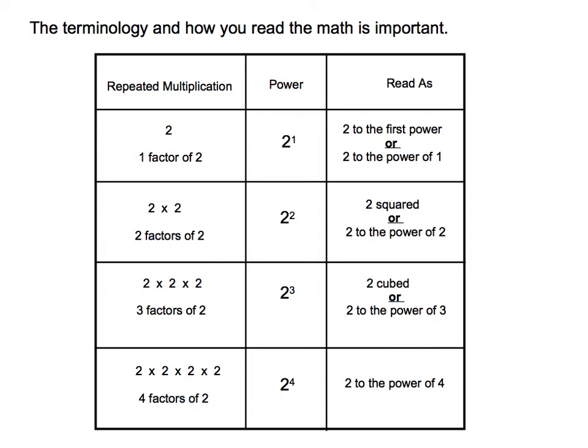If you have 3 factors of 2, 2 times 2 times 2, you have 2 to the power of 3, or 2 cubed. If you have 4 factors of 2, there's only one way you can read that, and that's 2 to the power of 4. 5 factors of 2 would be 2 to the power of 5. 6 factors of 2 would be 2 to the power of 6. But 2 squared and 2 to the power of 2 are used so commonly that they have a special name. So just be aware of both.